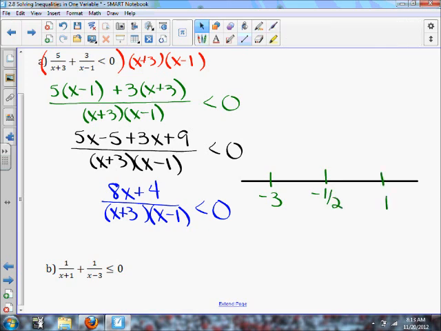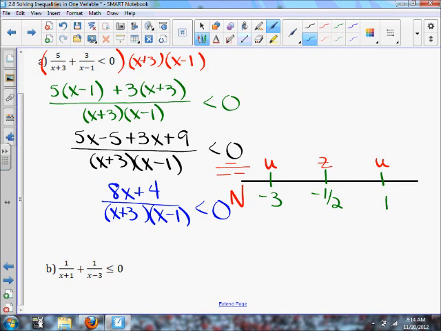So we'll have this. Now, negative 3 will be undefined. Negative 1/2 comes from the numerator, so that will be 0. 1 will be undefined because you cannot have 0 in the denominator. Now, what is a number less than negative 3, Wes? Negative 4. So if I put negative 4 here, I'll get a negative, negative, and a negative. So I'll have 3 negatives. So an odd number of negatives tells me it is negative.